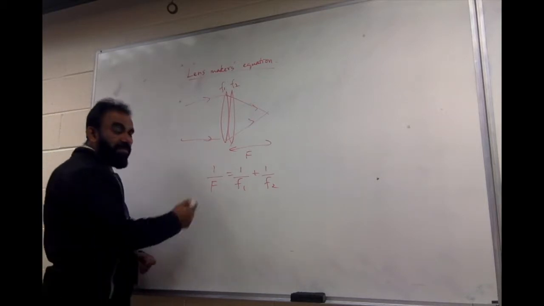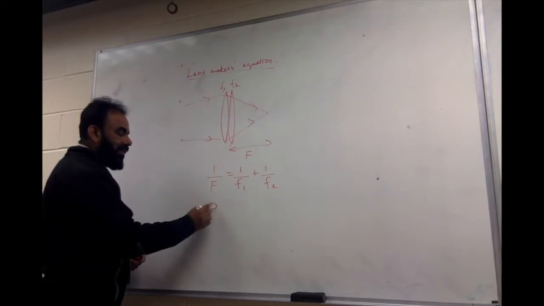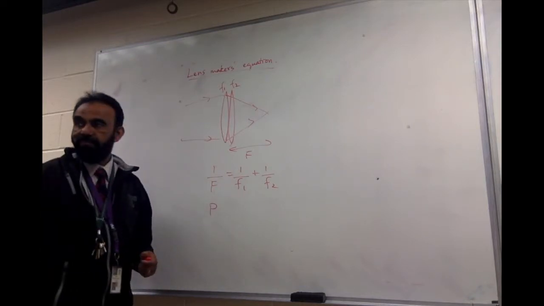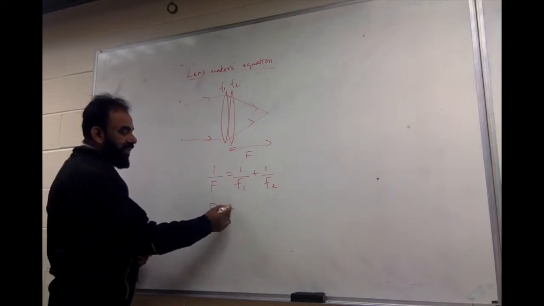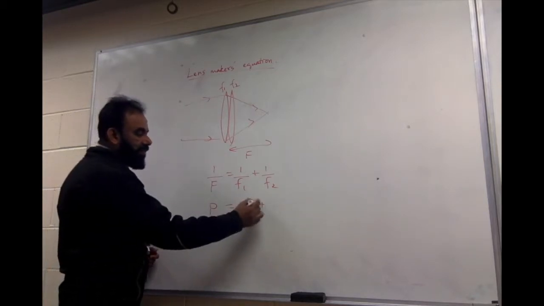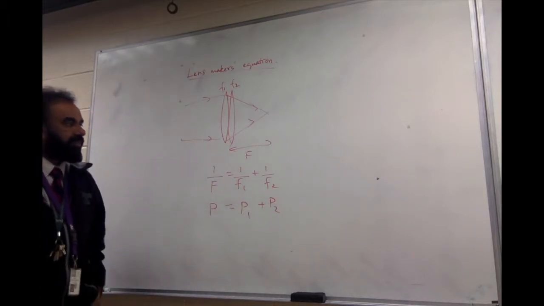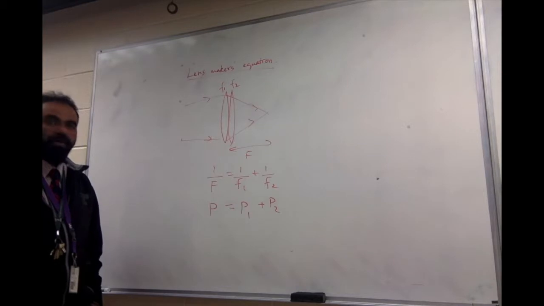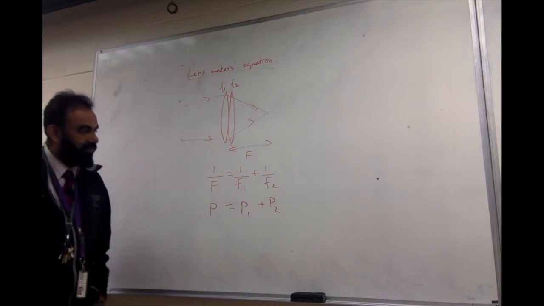Now, what is the reciprocal of focal length? What is it supposed to be? Power. Reciprocal of focal length is power, right? So what's the power of the entire thing? It is the power of the first one plus the power of the second one. Power of the entire thing is going to be power of the first one plus the power of the second one.